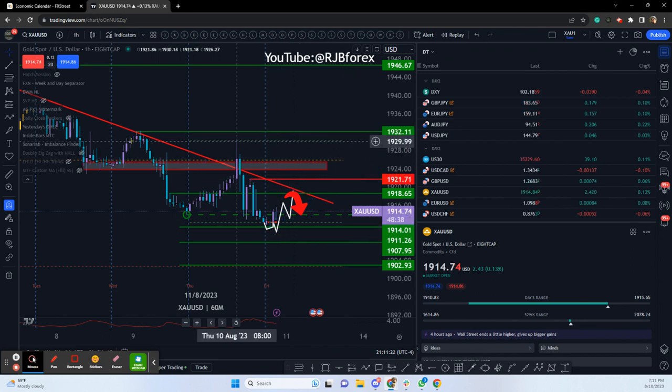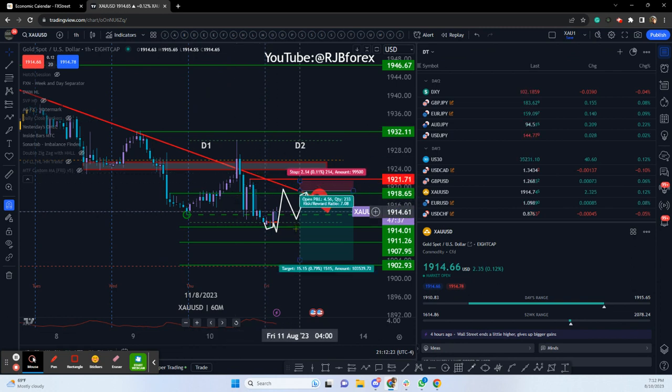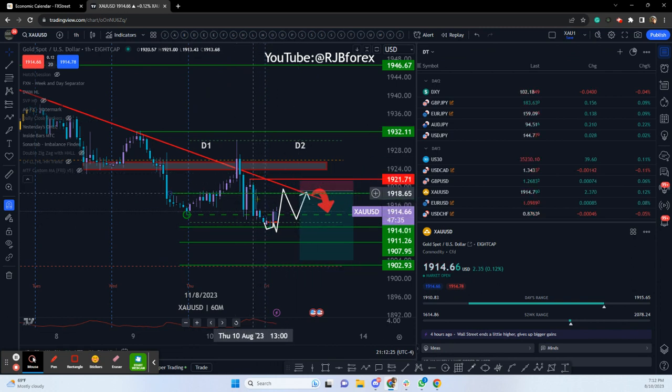As day 2 of the 3-day cycle. This was day 3, so it's day 1 and day 2 continuation. And also to note, there's a price imbalance here which we could be moving up into.